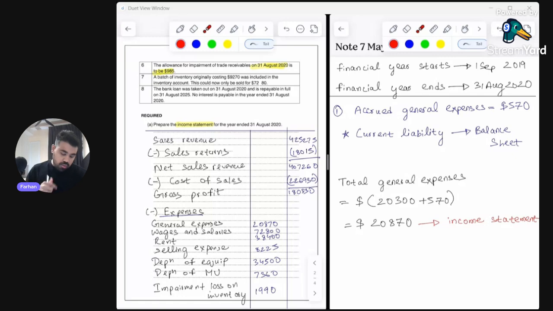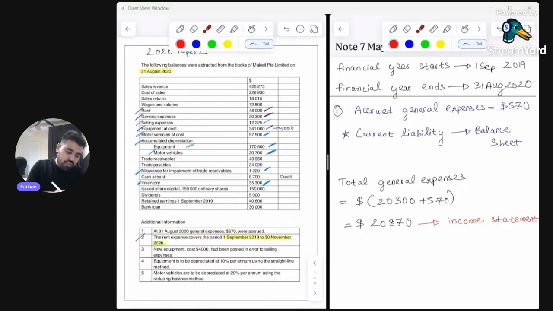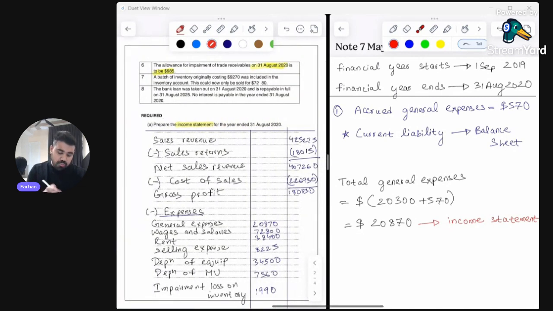Starting with the sales revenue. Now, let's check the sales revenue that we have got here. And as I've said, we are to put a red tick when we have used it. So we know the sales revenue is $425,275, and the sales returns need to be deducted, which is $18,050. So we have selected this too, which means this too needs to be included in the income statement. First of all, we have included the sales revenue of $425,275, and then we are deducting the sales returns of $18,015, which gives us the net sales revenue of $407,260. You can just do this in your calculator.